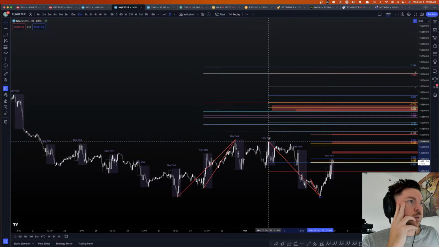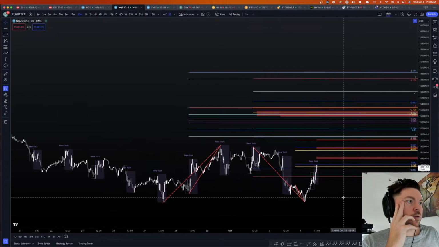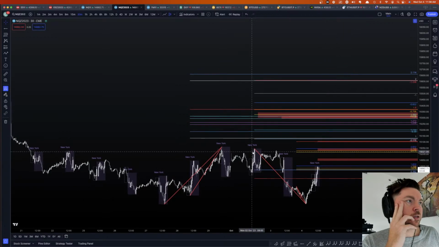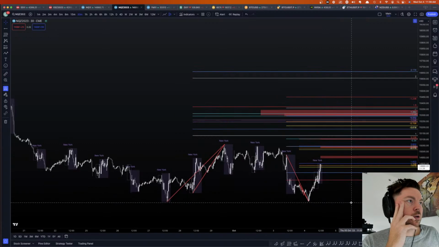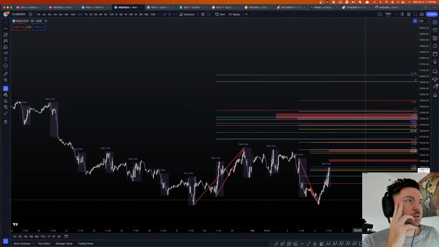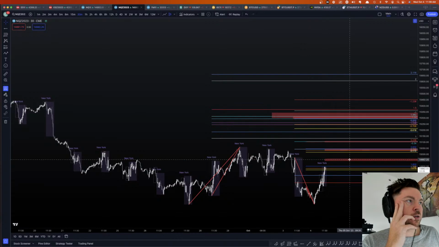Too early to speculate on this. Not enough information to see if anything's being respected. So I think for now we would just stick with these and our zones we marked here.